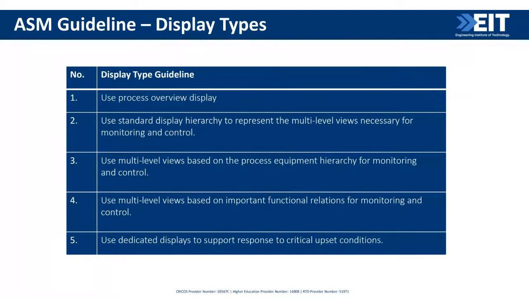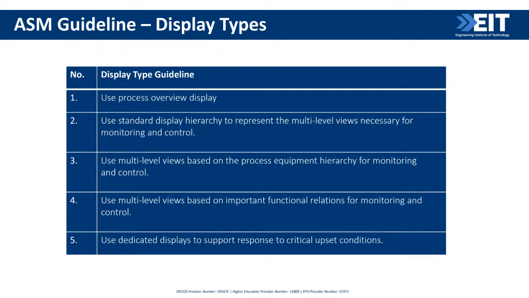So starting from the display types. The first guideline is use a process overview display, right? That kind of gives an operator a bigger picture, and also helps him be aware of any problems within their plant. The next one is use standard display hierarchy to represent multi-level views necessary for monitoring and control, right? So with a consistent display hierarchy, operators will know where to find the information they need. Then use multi-level views based on process equipment hierarchy for monitoring and control, right? So with that, he will be able to know where a particular process equipment is located within the set of displays that he's got, and which will help him in troubleshooting.